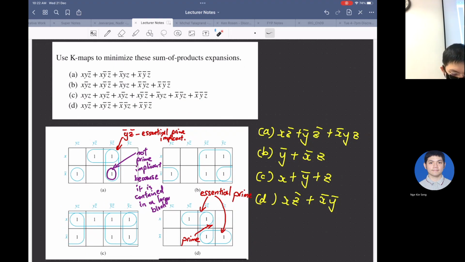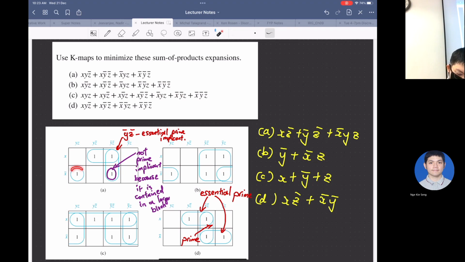First you have 4 terms here, and then 5 terms, and then 1, 2, 3, 4, 5, 6, 7 terms, and 4 terms. Correspondingly, you will plot 4 ones here, and then 5 ones, and then 7 ones here, and then 4 ones here. So you build a Karnaugh map, and then the next task is you draw the blocks to cover the ones.